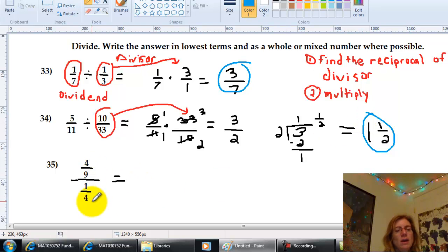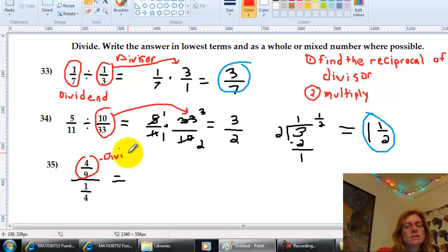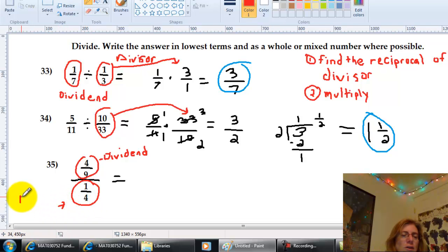Problem 35 is also a division problem. The top of the numerator is the dividend. And we still follow the same division rules, which is you find the reciprocal of the divisor and multiply. Well, it's a little complicated to do that if you leave it in this format. This is the divisor. So we want to put it in a horizontal fashion like this. So we'll rewrite it.